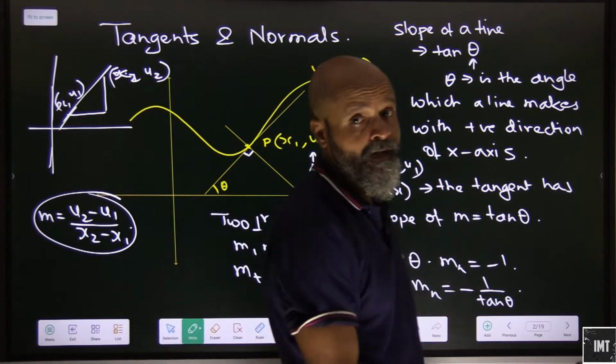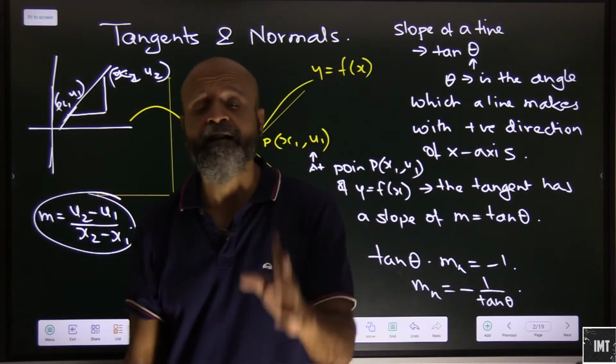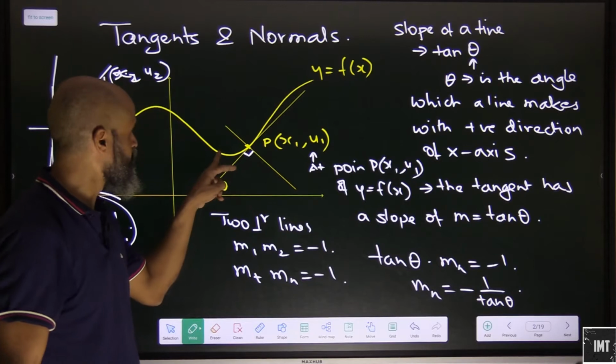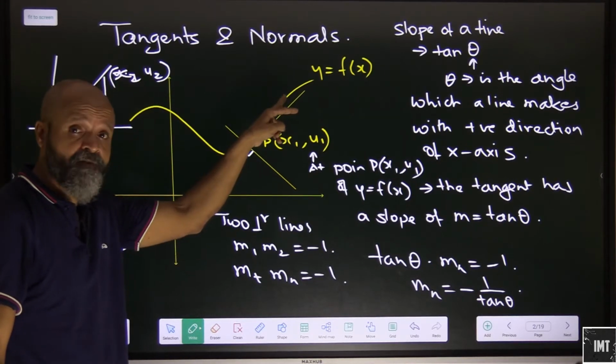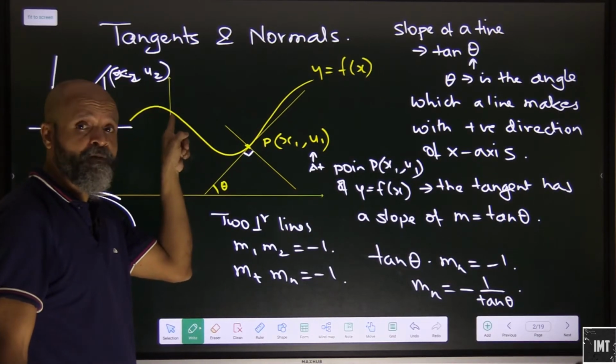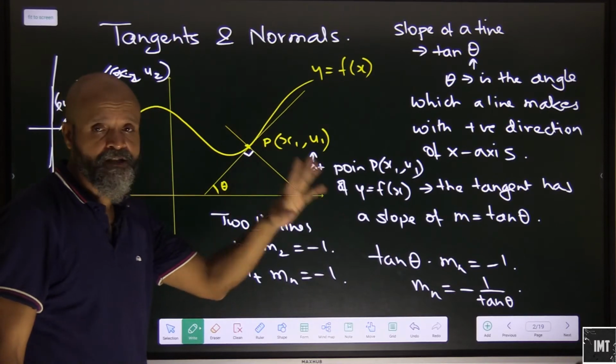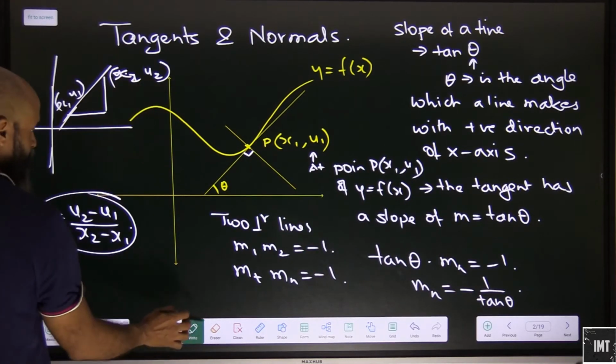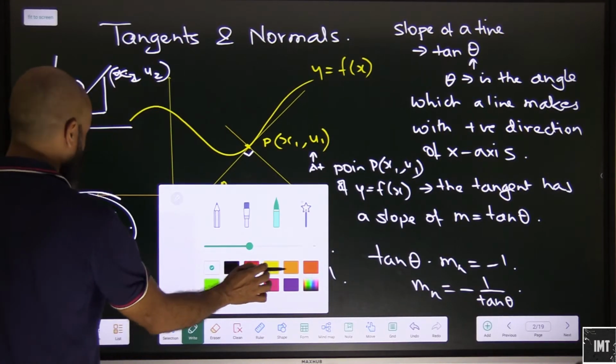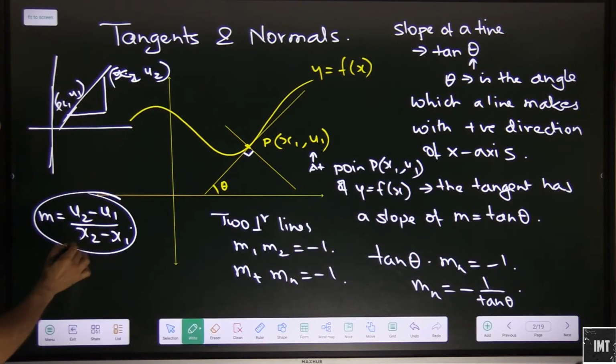But for a curve, the slope will be different at different points. The tangent which we draw at this point will be different from the tangent that we draw at this point. Obviously, it will be different from the tangent that we draw at this point. So all these tangents will be different. Okay.